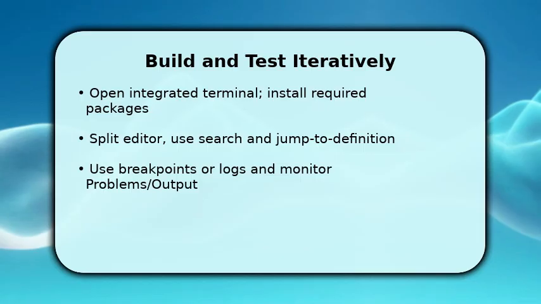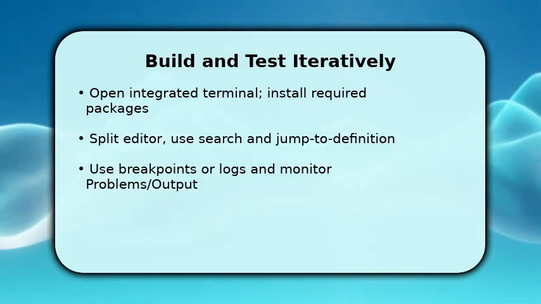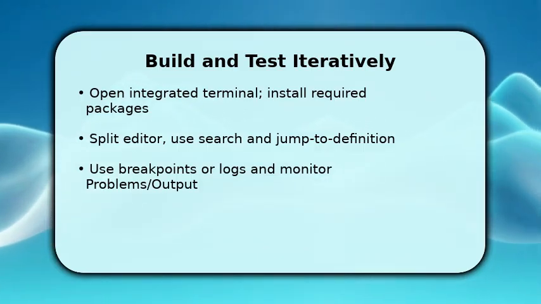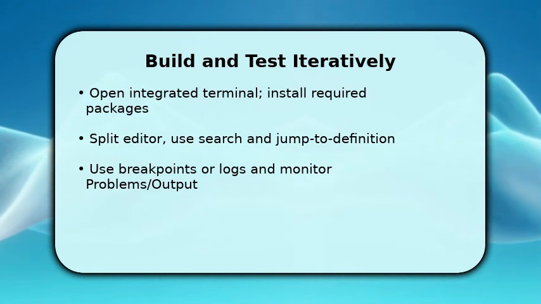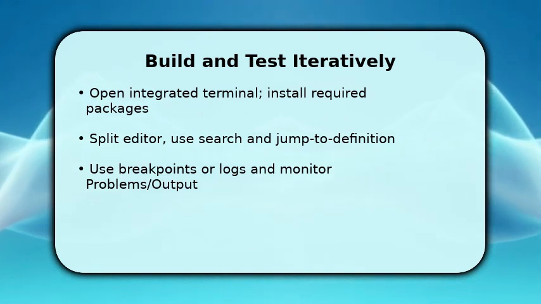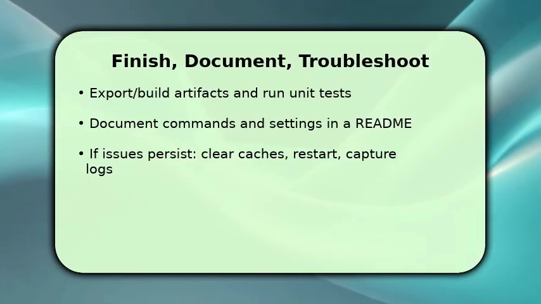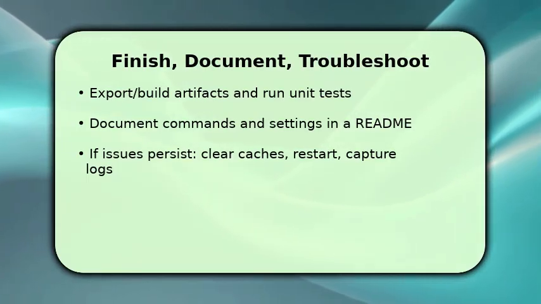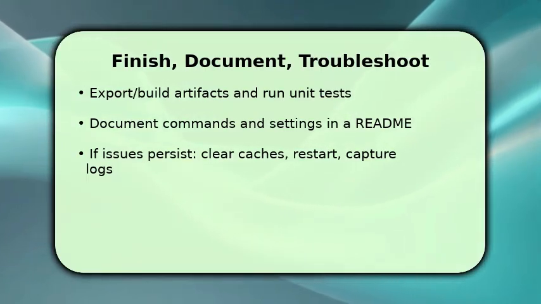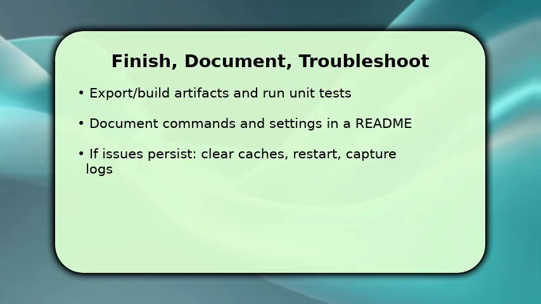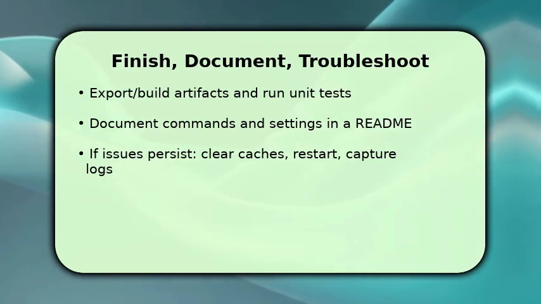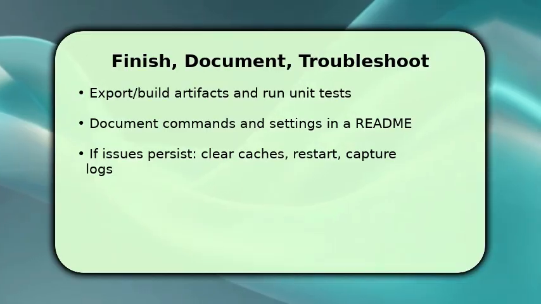If code fails, read the first error line. It usually identifies the root cause. Then, fix the smallest. Finalize by saving, committing, and packaging your work. Export or build artifacts, run unit tests, and verify output in a clean environment to ensure reproducibility. Once completed, document key commands and settings in a README so you or teammates can replicate the setup.